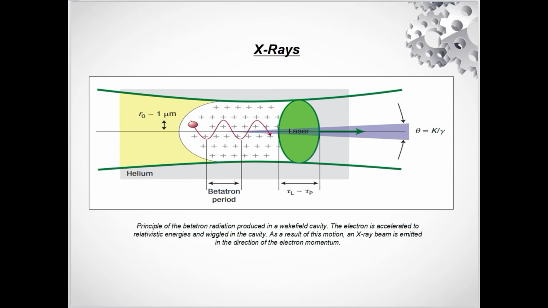interactions. So as we can see here in this figure, the principle of betatron radiation produced in a wakefield cavity. The electron is accelerated to relativistic energies and wiggled in the cavity. As a result of this motion, an X-ray beam is emitted in the direction of the electron momentum.